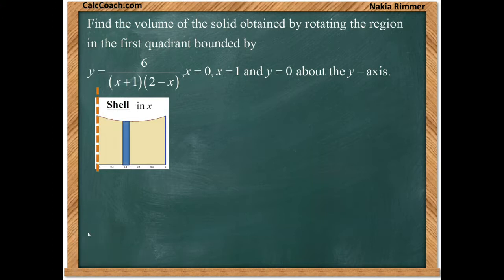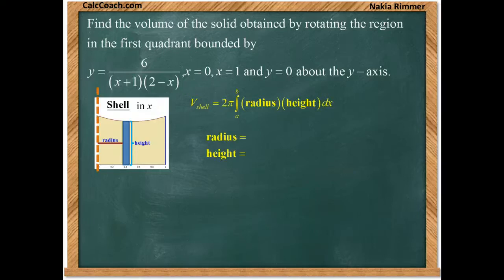It's going to be an x. We draw a rectangle parallel. We connect them. That's the radius. How tall the rectangle is, that's the height. And the formula is to take 2 pi times the integral from a to b of the radius times the height.